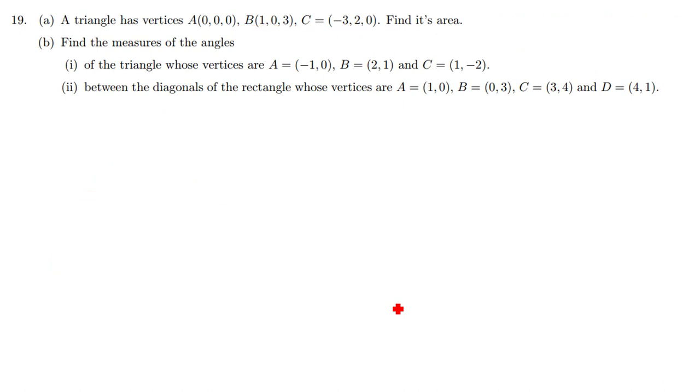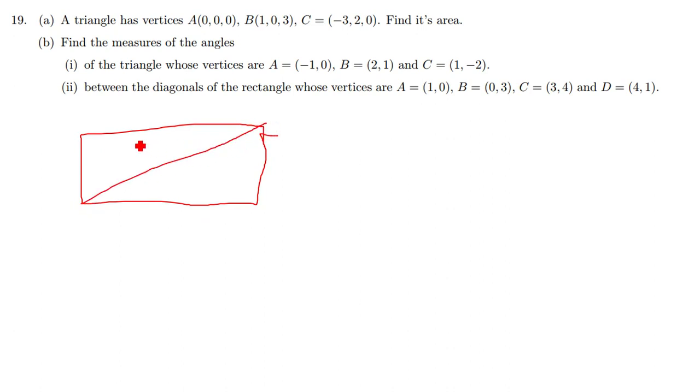B2 is saying find the measures of the angles between the diagonals of a rectangle. So in this case we have a rectangle whose vertices are that. So meaning we have something like this. We all know what a rectangle is. So we have this, and then the diagonals we have are that. And then they're saying the diagonals of the rectangle whose vertices are A, B, C, D. So you have all these 4 points there.